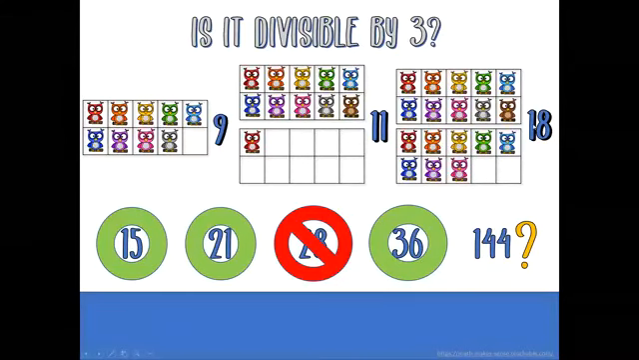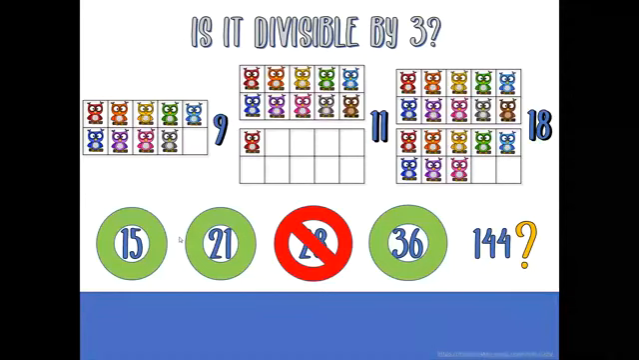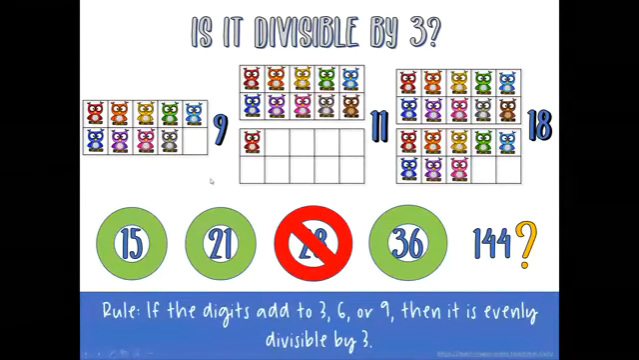Let's go up here. We know 18 worked. 1 plus 8 equals 9. And then 9 works. So every number, and you could do a lot more examples if you wanted to experiment with this, every number that adds to be 3, 6, or 9 will be evenly divisible by 3. Okay, so feel free to try more numbers, see if you can kind of get a handle for how that works. And here is our rule here.